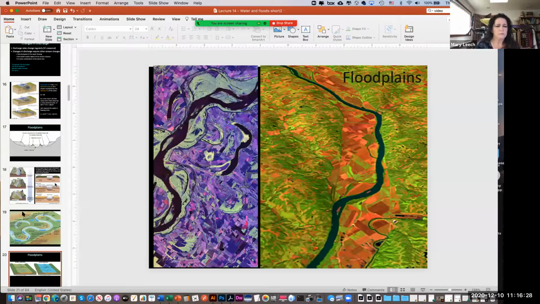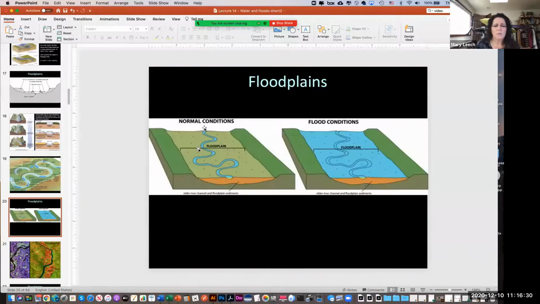All right, so there's just a typical meandering river active channel in a floodplain. During flood conditions, when it breaches its natural levees, then you can fill up that entire floodplain. That's what is meant by it being a floodplain.